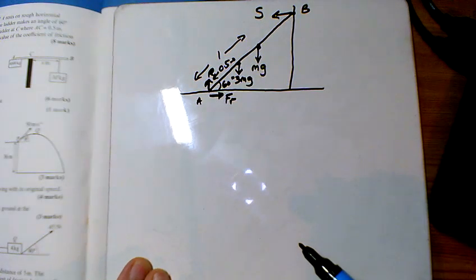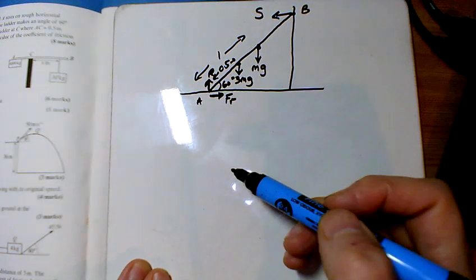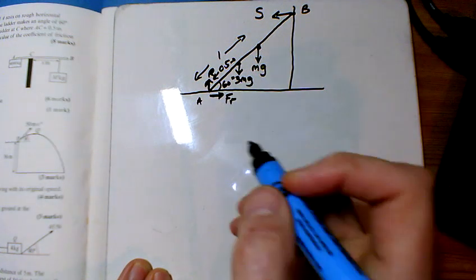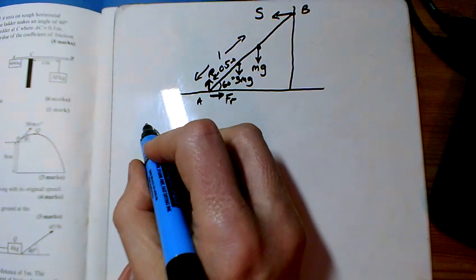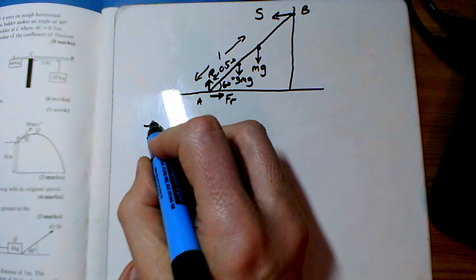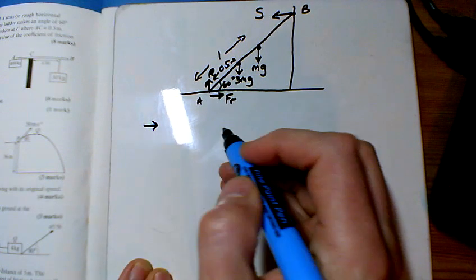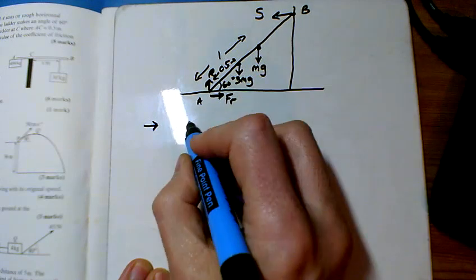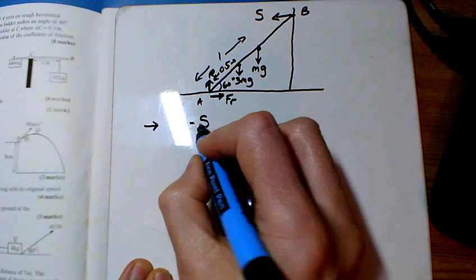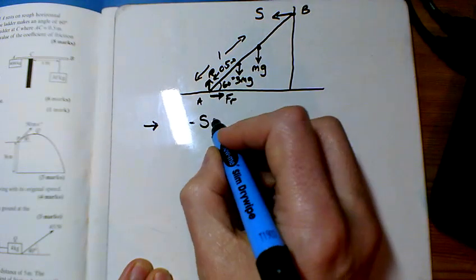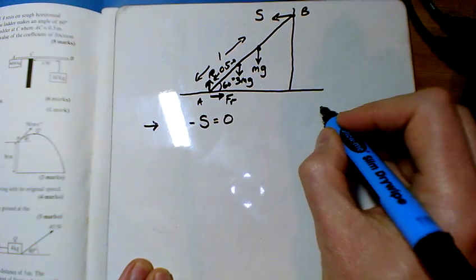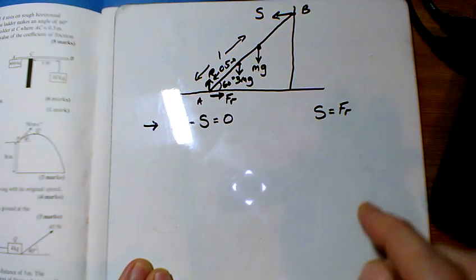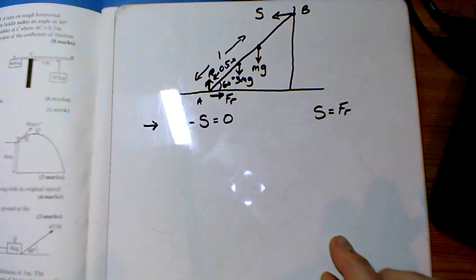I'm sorry about that. Now, in all ladders questions, we're going to go up and down, left and right, and we're going to take moments. So let's do the easy one first. Let's do left equals right. Because the only force going to the right is the friction, and the only force going to the left is the friction against the wall, and that's going to equal 0. And so I've got that S is equal to the friction. We'll park that there for a minute, and we'll come back to it.